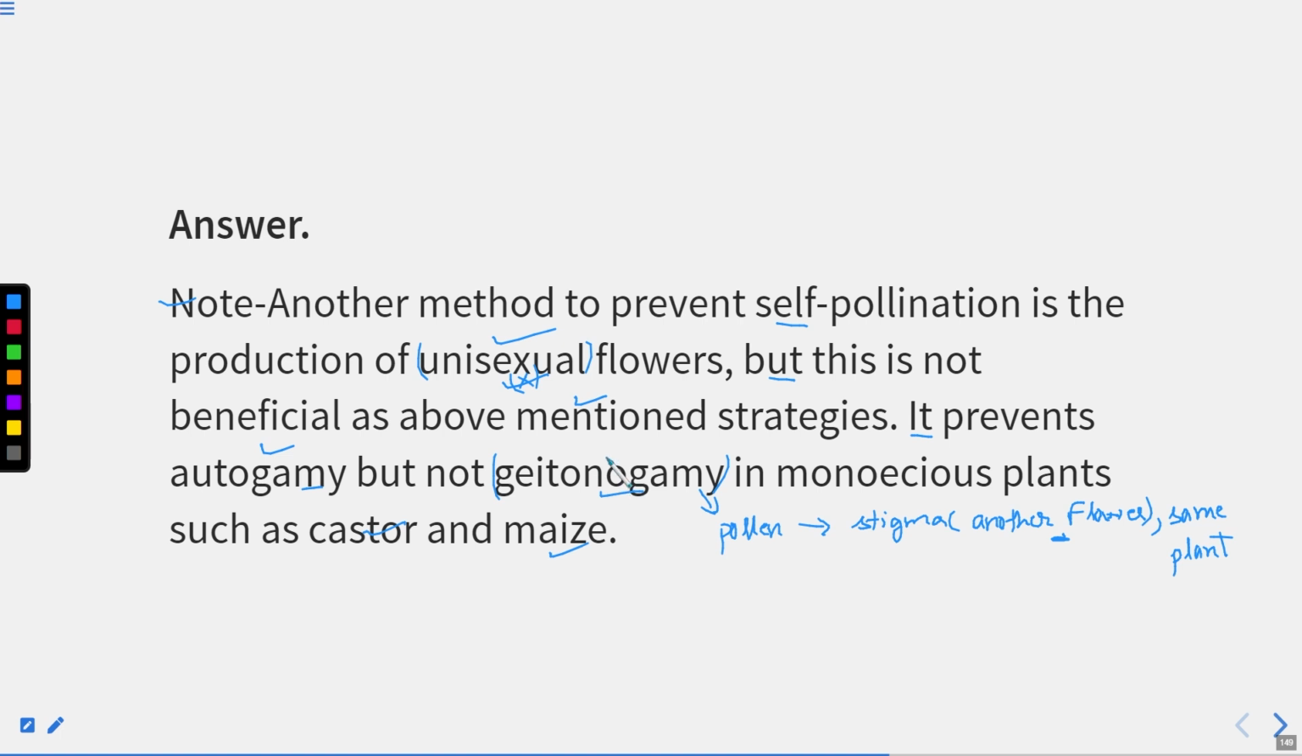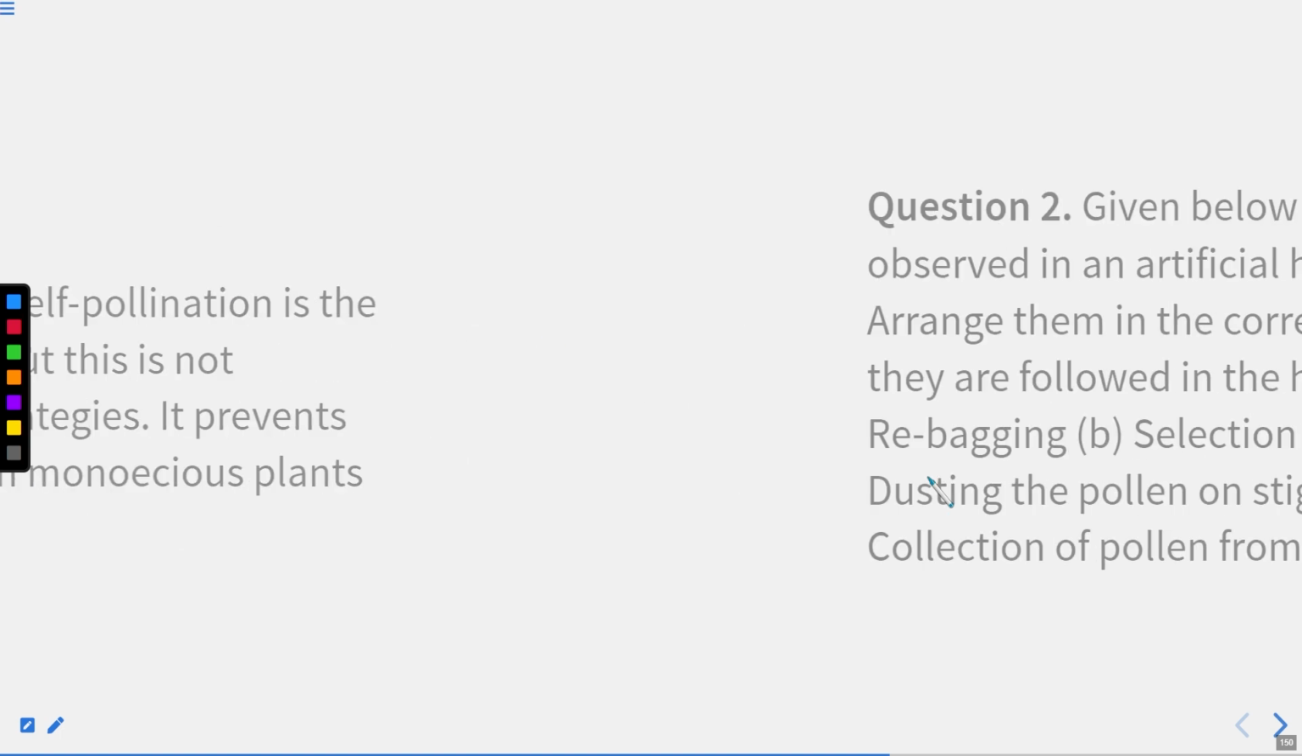Although geitonogamy comes under cross-pollination, you can say it is a kind of self-pollination only, because the genes or the genetics or the DNA or the genetic material is the same. Okay, because both the flowers are present on the same plant. So we can say it is a kind of self-pollination, but it comes under cross-pollination.